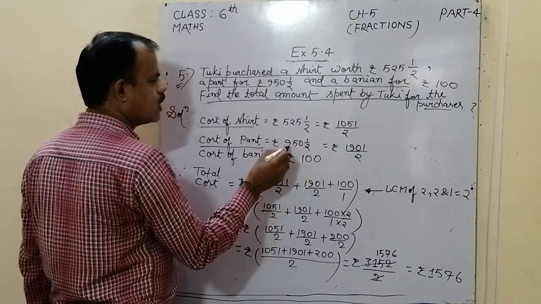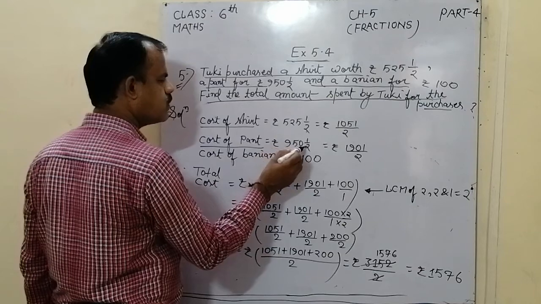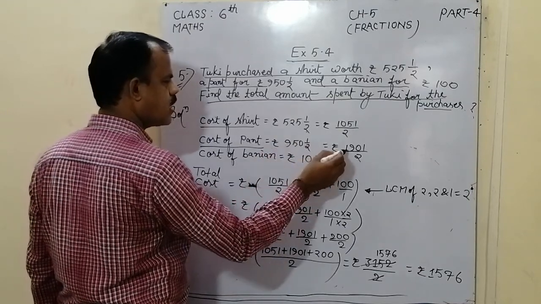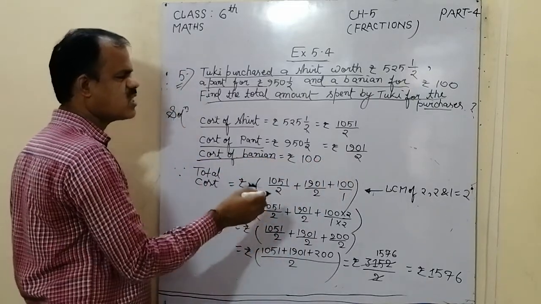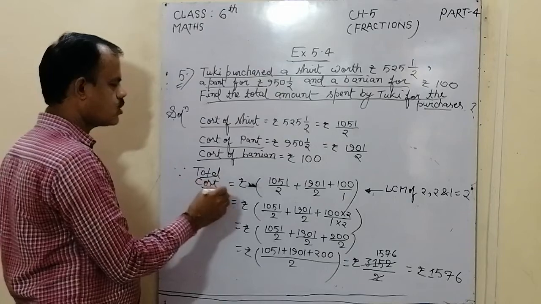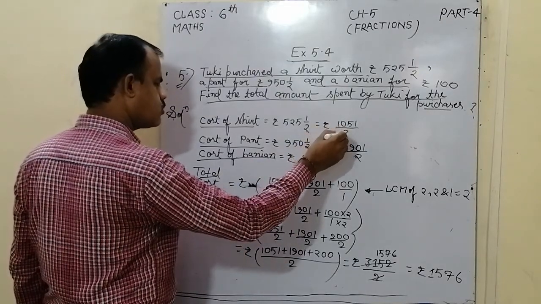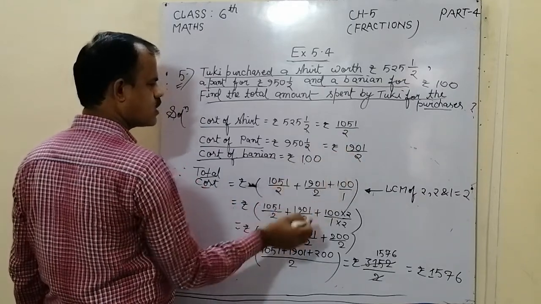So we have to convert it into improper fraction. So we have to multiply 950 into 2. It becomes 1900 plus 1. That is 1901 by 2. And cost of banian is rupees 100. Now total cost is rupees 1051 by 2 plus rupees 1901 by 2 plus rupees 100.